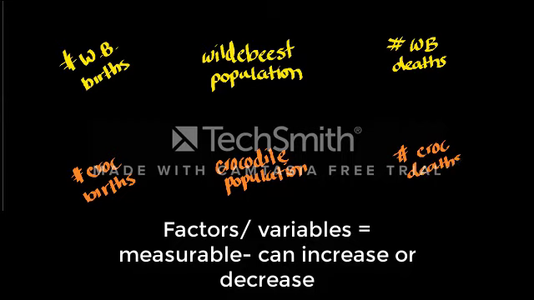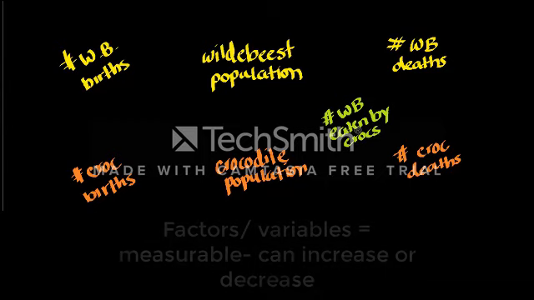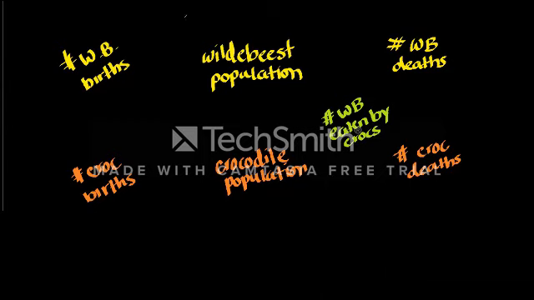In this case, we're looking at how the crocodile population and the wildebeest population interact with each other. And we know that crocodiles eat wildebeest. So we've got one more variable that we're going to identify here, and that's the number of wildebeest eaten by crocodiles.